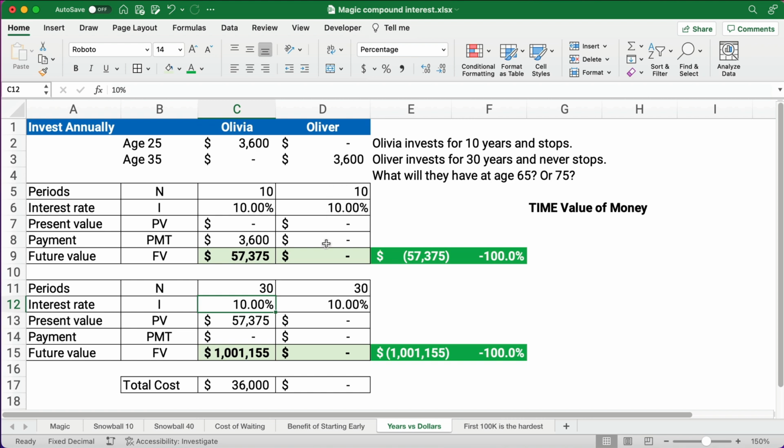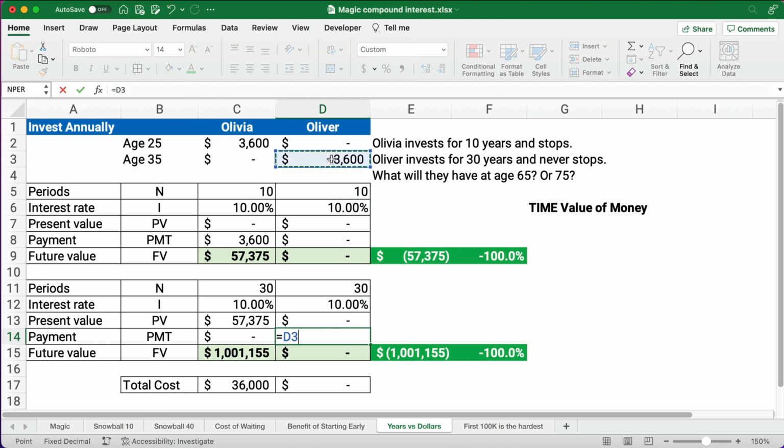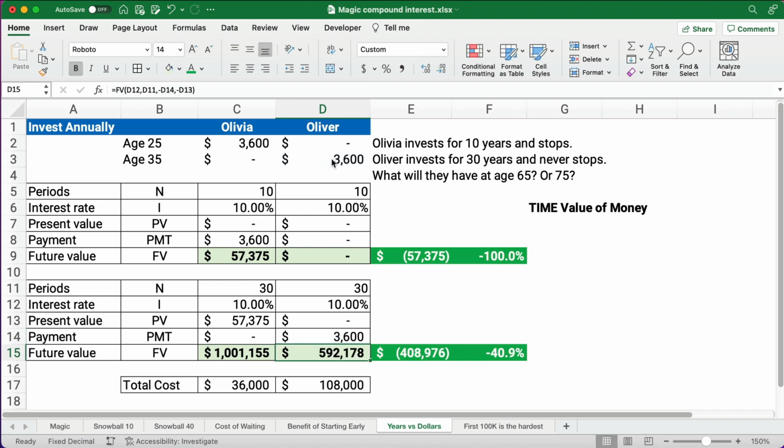Now, Oliver, the math is going to be easy. Oliver invests zero, and so therefore, at age 35, he has zero. He knows he needs to do more than Olivia did because he's behind. So he's going to put in $3,600 every year. Now, this is for 30 years. So is he going to catch up? How fast will he catch up? How much more will he have than Olivia? Well, in fact, he still has less. Because think about this, at 10% return, at age 35, Olivia's making 57,000 times 10%. She's making 5,700, and Oliver's only putting in 3,600. And so therefore, Oliver waiting was a $400,000 decision.